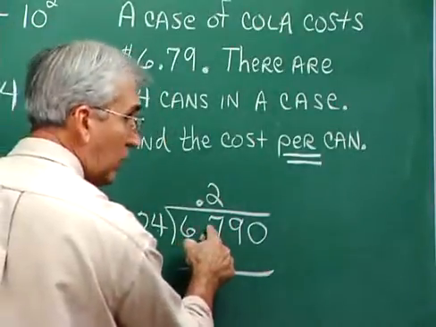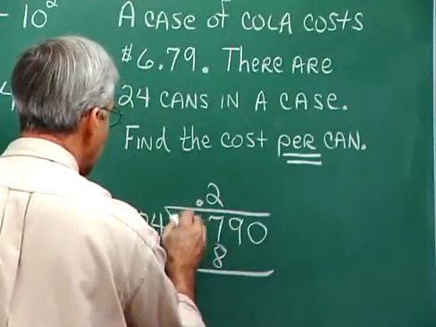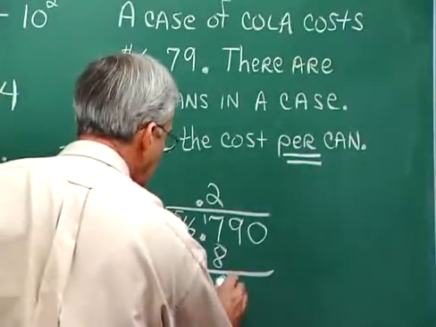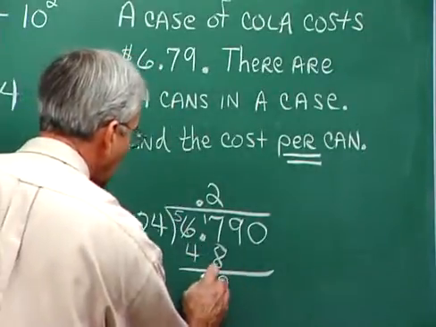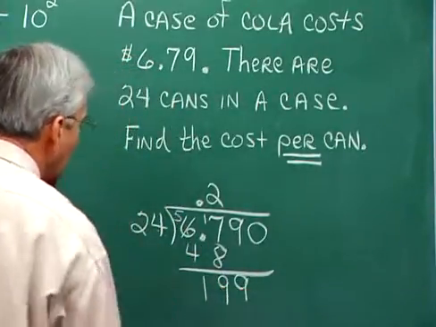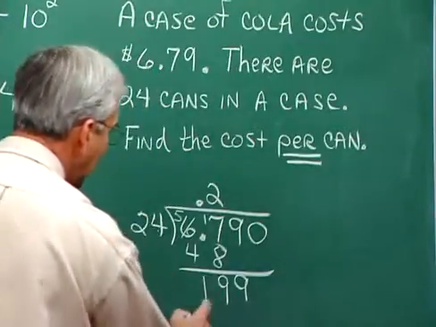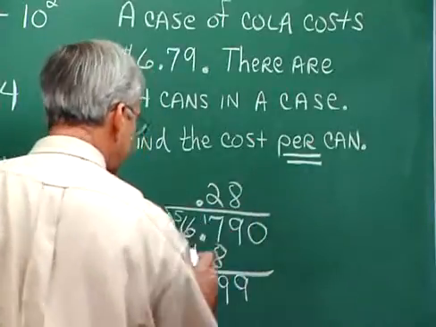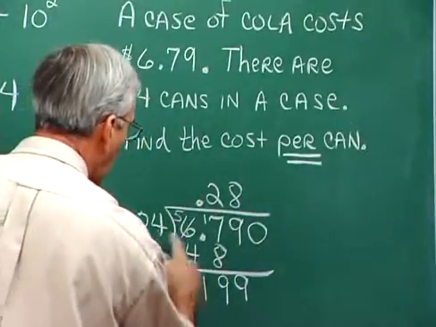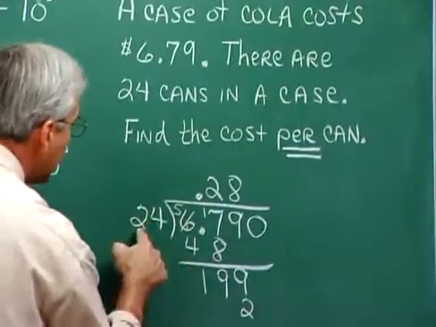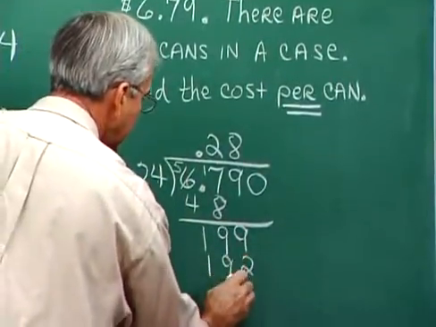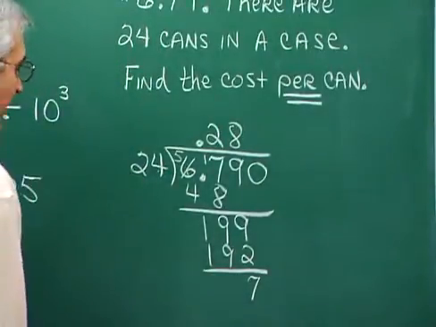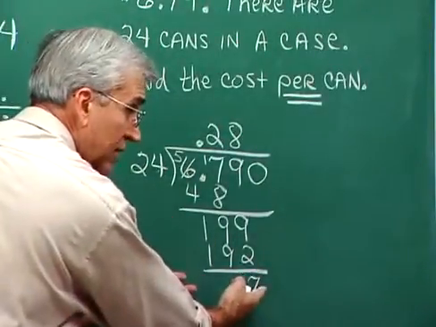8 from 7, oh, it won't go. Borrow from the 6, it becomes 5. The one that we borrow makes this 17. 17 minus 8 is 9. 5 minus 4 is 1. Bring down the next digit. So 24 into 199 goes, let's see, I think 8 times. 8 times 4, 32. Carry 3. 8 times 2, 16, and 3, 19. Subtract, I get 7. Okay, now I need to carry out, it doesn't go evenly here.